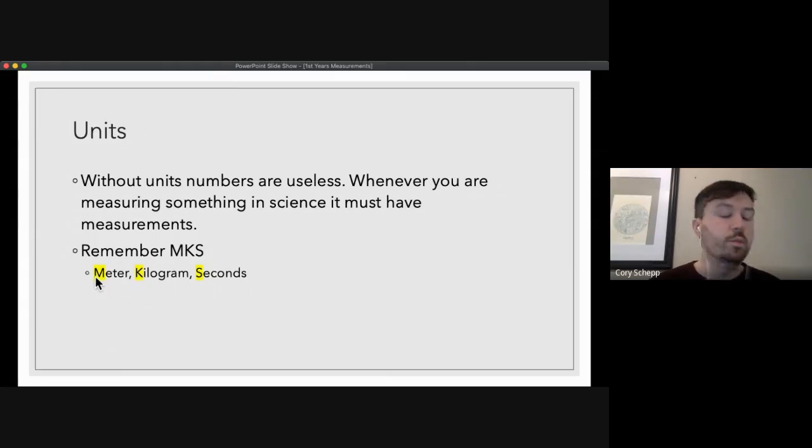So you're always going to use meters, not feet or anything like that. Always going to use kilograms, no pounds or stone. Always kilograms and seconds, okay?